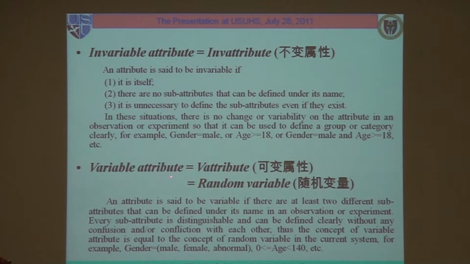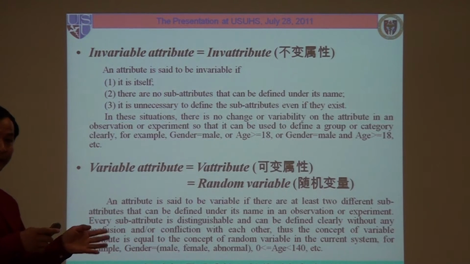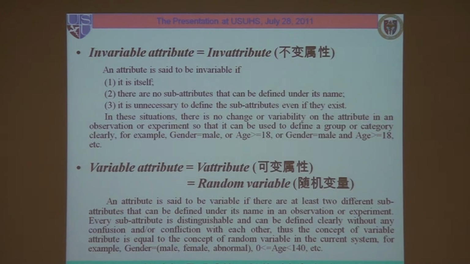Then we have the variable attribute. The variable attribute is equal to the random variable in the current system. Actually, in the current system, the random variable is random variable attribute. That's why I just take the variable attribute, because the variable is geometry. Actually, it's a non, right?